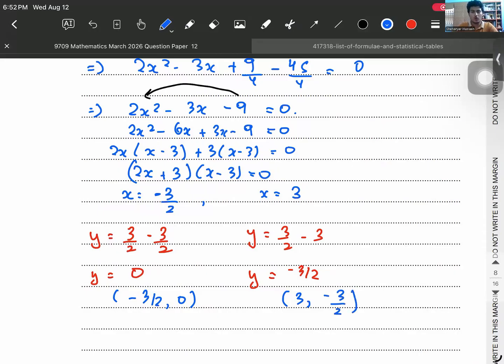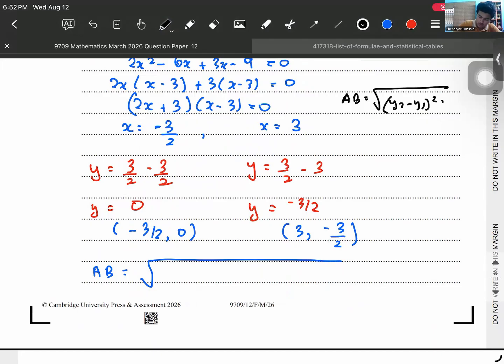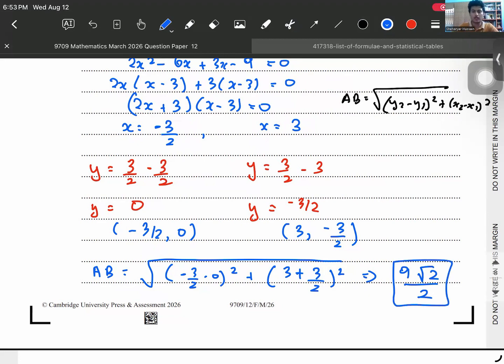Okay, so the equation for the distance is AB equals under root of, let me just write down the distance formula here. Under root of y2 minus y1 the whole thing square plus x2 minus x1 the whole thing square. That's it. So let's just plug that in. So negative 3 by 2 minus 0 the whole thing square plus 3 plus 3 upon 2 the whole thing square. The value that we are getting over here is 9 under root 2 over 2. Okay, if you plug that into the calculator.